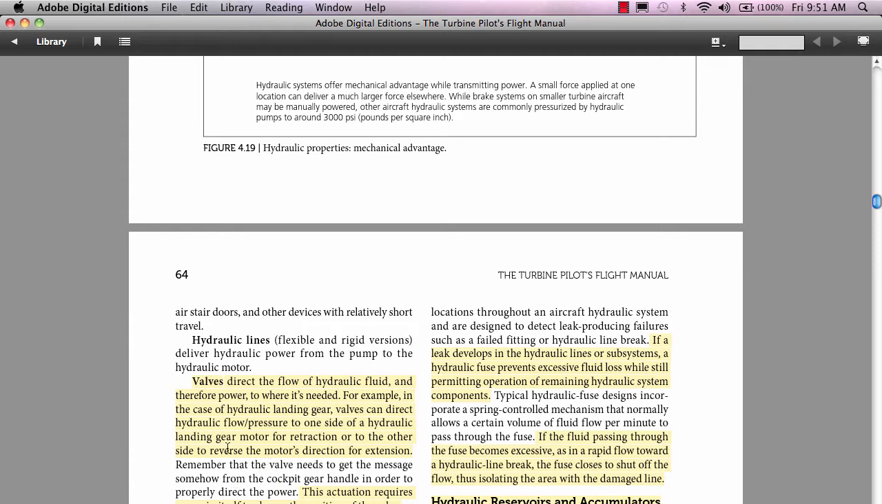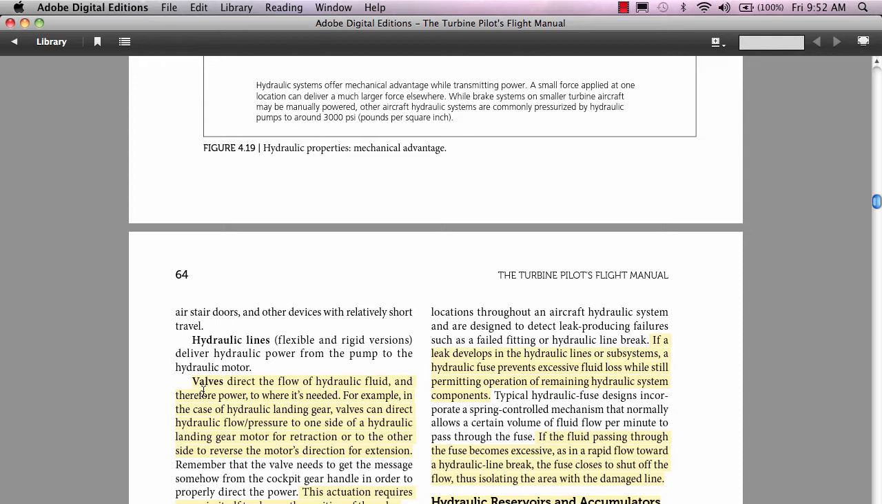It talks about the valves. Valves direct the flow of hydraulic fluid and therefore power to where it's needed. Like with the cylinder that pushes the rod, the valves can direct the fluid to flow in a certain direction, which will extend the push rod, or it can reverse the flow and pull the rod back into the cylinder itself, as with the gear doors. And so the valves are important to understand how that operates. Same with the jack screw. You push the fluid through the jack screw a certain direction and it will rotate in one direction. Change the valve and it will reverse the flow and reverse the direction of the jack screw rotation.